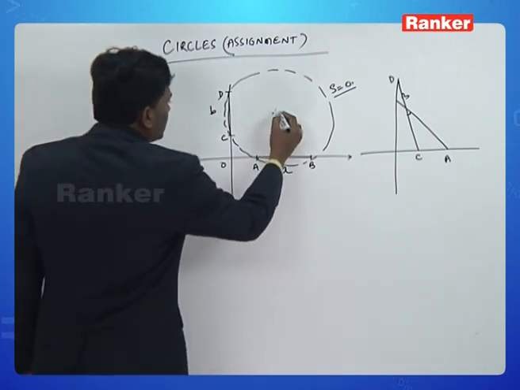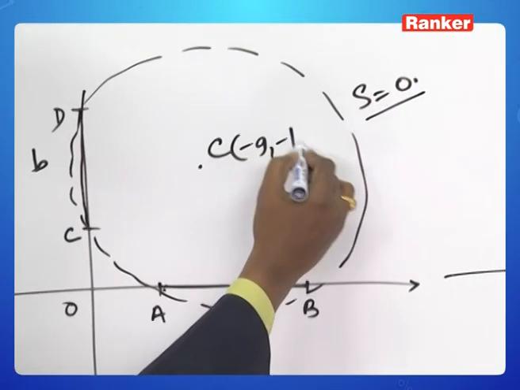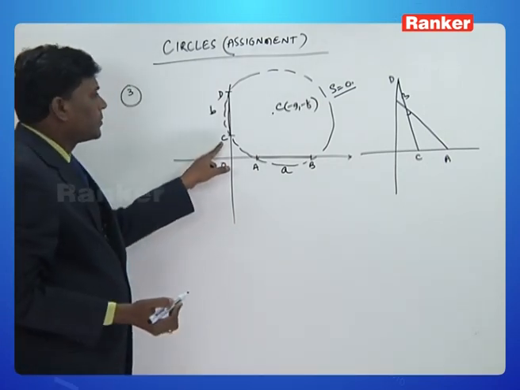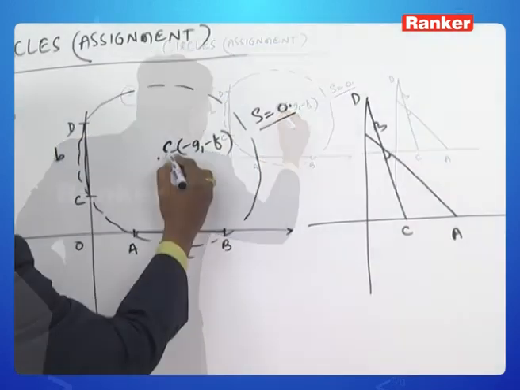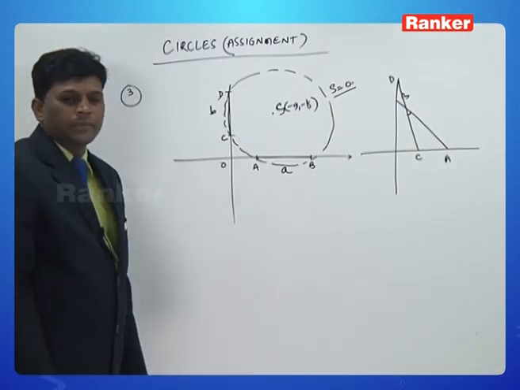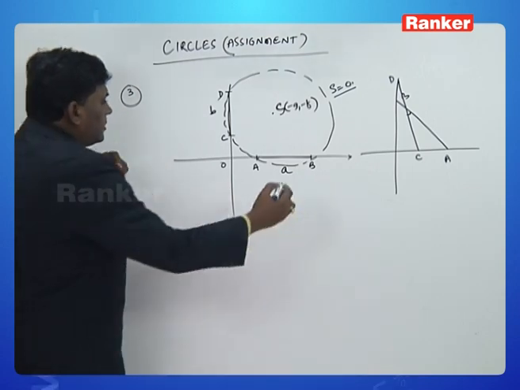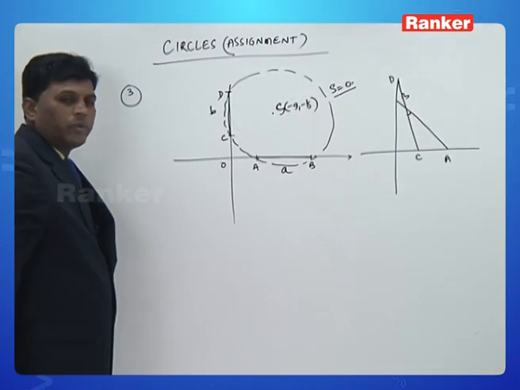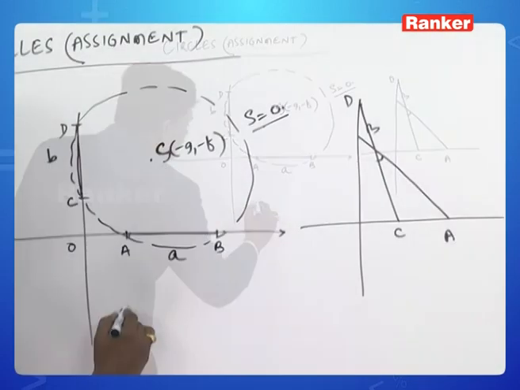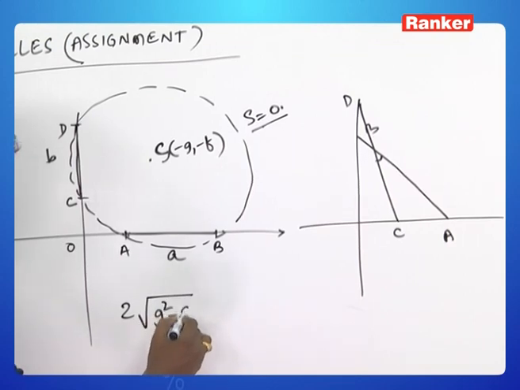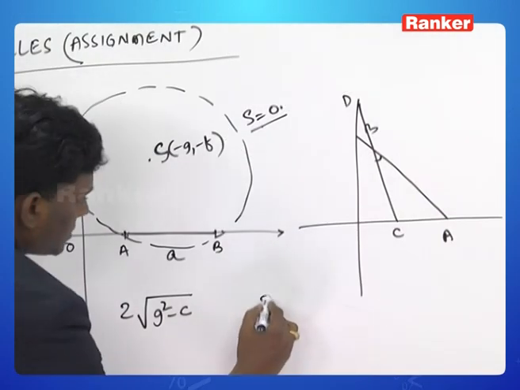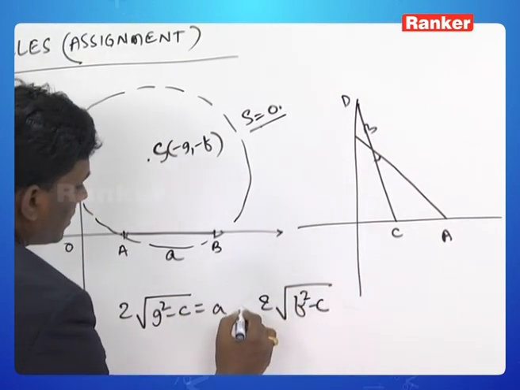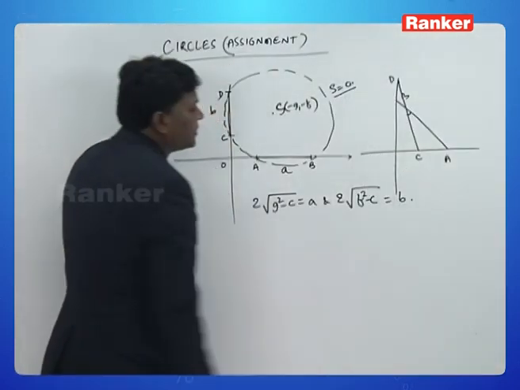We know that the center of this variable circle is (-g, -f), because already we have taken the point C here. Now let us take this point instead of C as S. For this circle, AB is the x-intercept and CD is the y-intercept, whose lengths we know already as 2 root g square minus c, and the y-intercept is 2 root f square minus c, which are equal to a and b respectively.